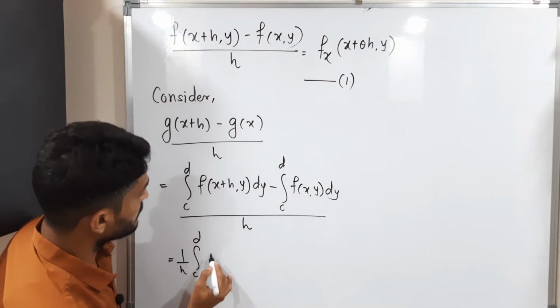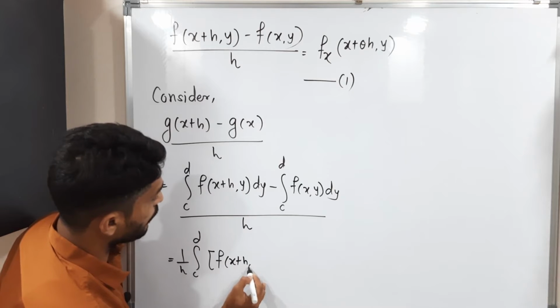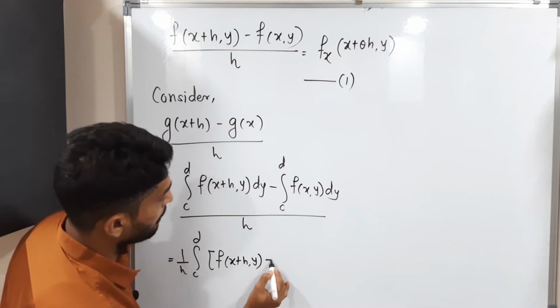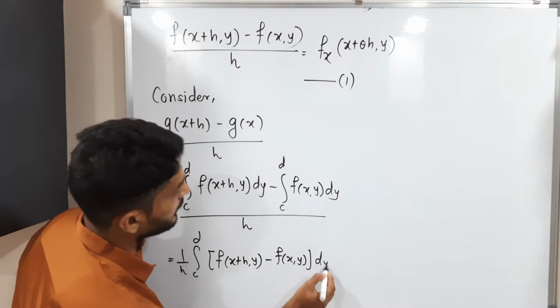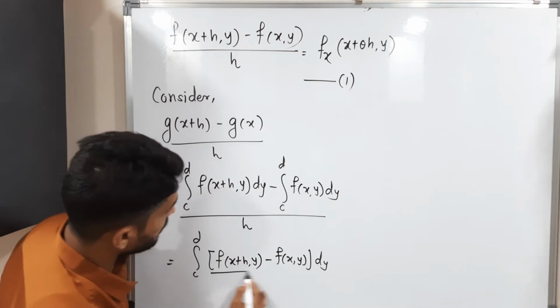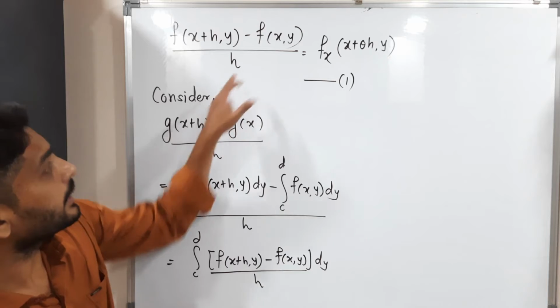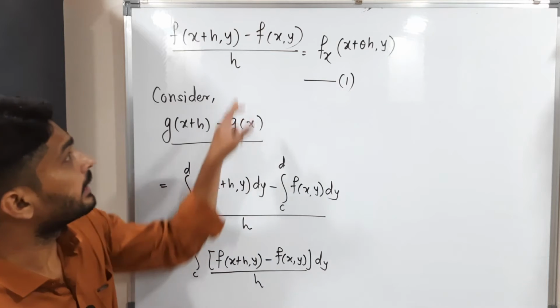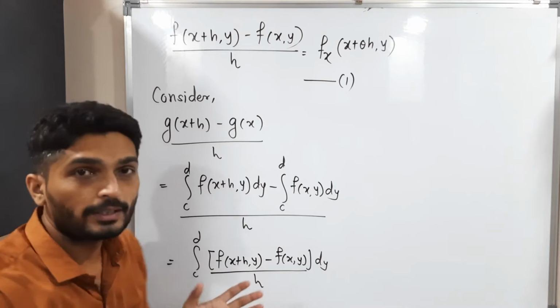So we get f(x+h, y) minus f(x, y), dy, and the common h, so this 1 by h I will write here. It is the denominator, no? So I wrote it here. But see, these two are the same. The left hand side of equation 1 is the same as whatever we have got inside the integral.